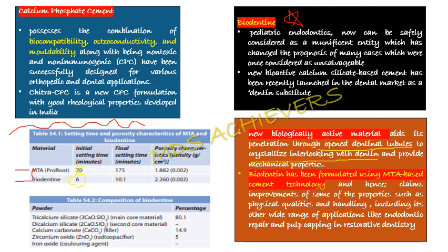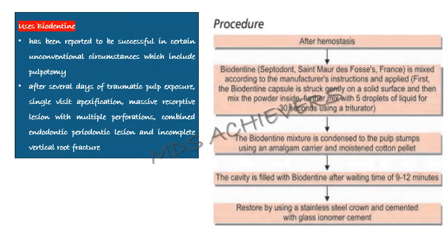And at the same time, the composition of Biodentine, what it is made up of: tricalcium silicate, dicalcium silicate, zirconium oxide, and iron oxide, here to very trace levels. Coming to the use of Biodentine, it has been reported to be successful in certain unconventional circumstances, which include pulpotomy, after several days of traumatic pulp exposure, single visit apexification, and massive resorptive lesions with multiple perforations combined with periodontal lesion and incomplete vertical root fracture.